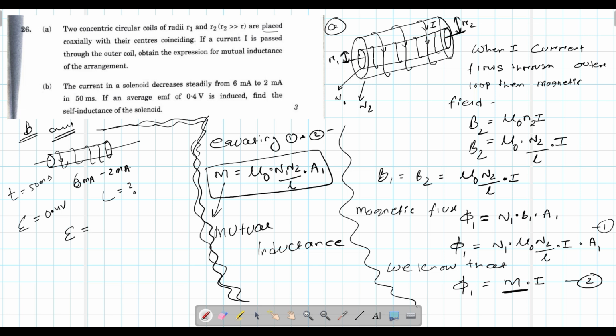So E equals how much? E equals L di by dt. As E equals L di by dt, L equals E divided by di by dt, that is E divided by di, and this is dt.